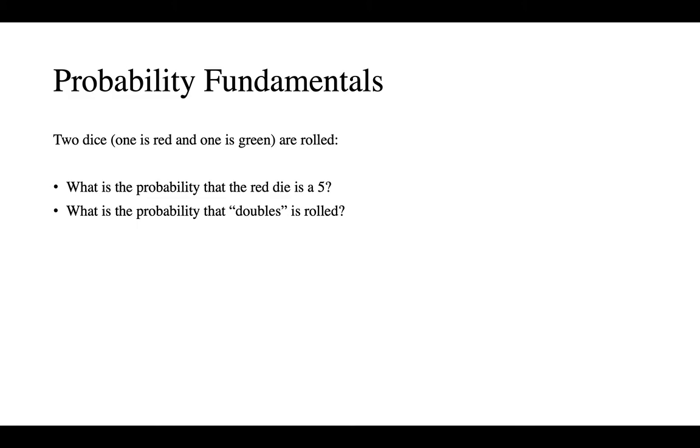Of those 36 outcomes, there are 6 doubles: double 1s, double 2s, up to double 6s. So to answer the question, what is the probability that doubles is rolled? There are 6 doubles out of a possible 36 rolls. So 6 over 36, or 1 out of 6. This probability is 1/6.